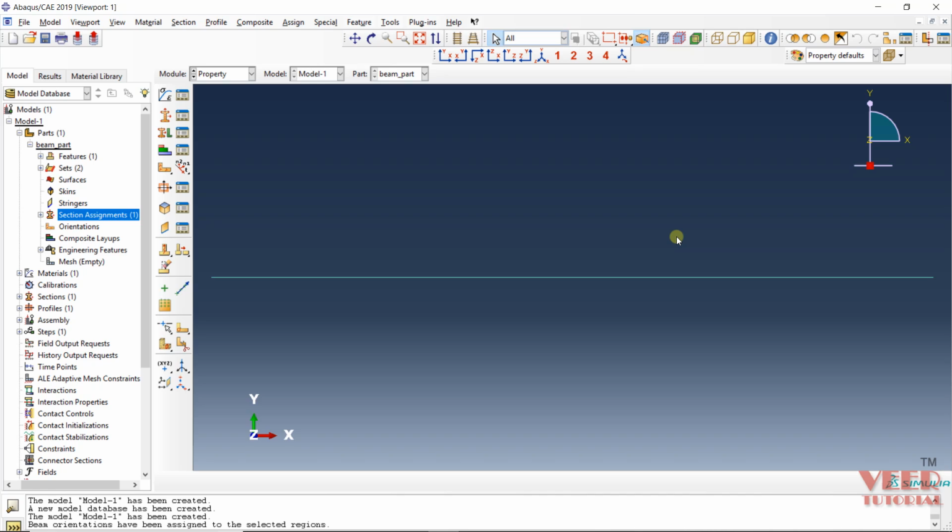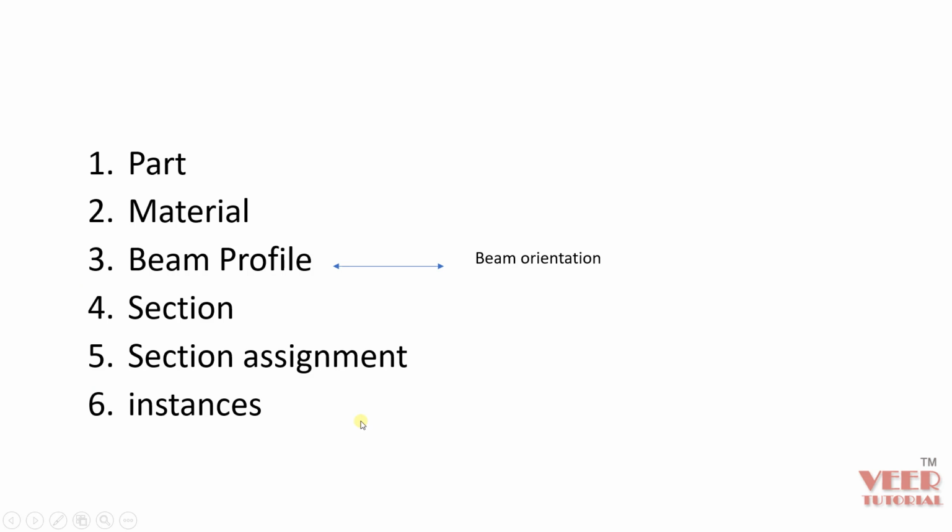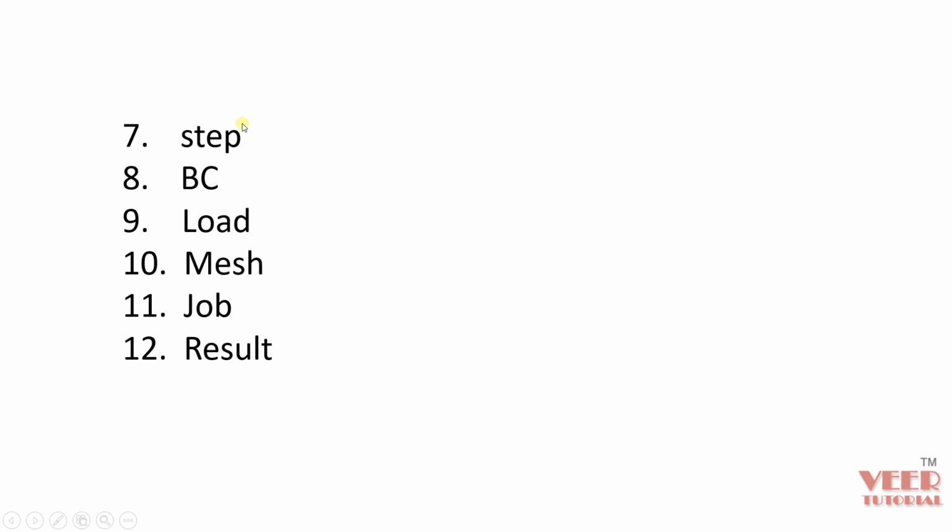In the previous lecture, we were working on a beam problem. Until now, we have created a beam section and assigned it to the part. After that, we are going to go to the next step. The next step in creating the analysis is to create the instances. So till now, we have followed the 5 steps and created a section assignment. Now we need to create the instances, then step, boundary condition, load, mesh, job and result.